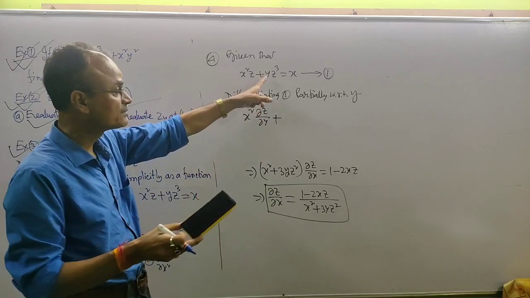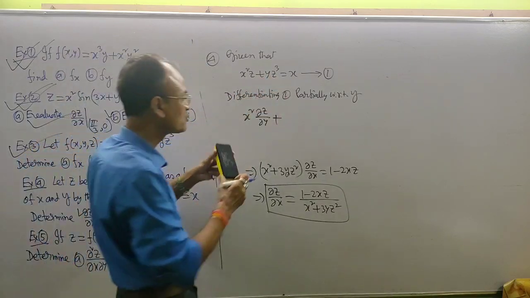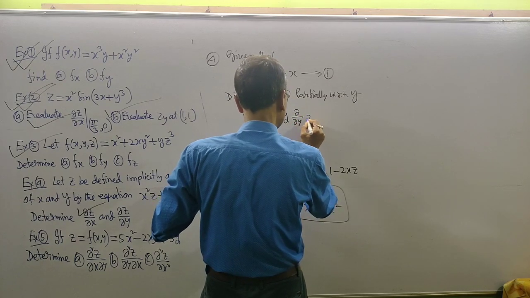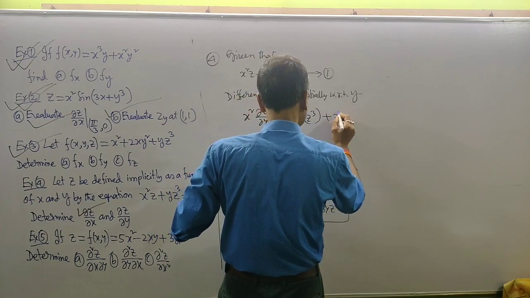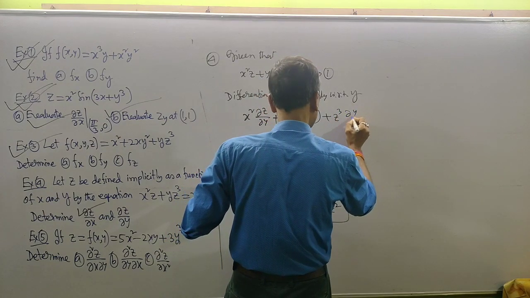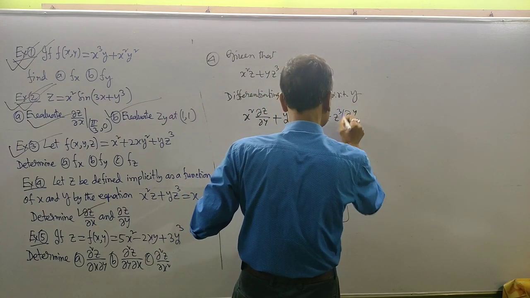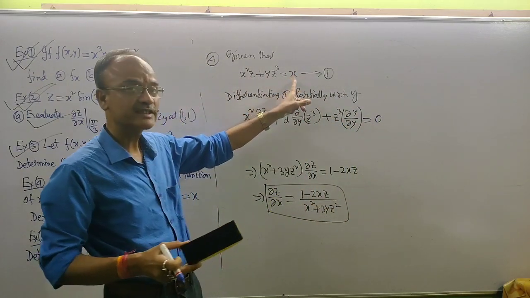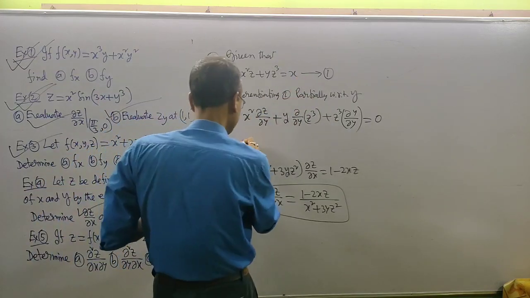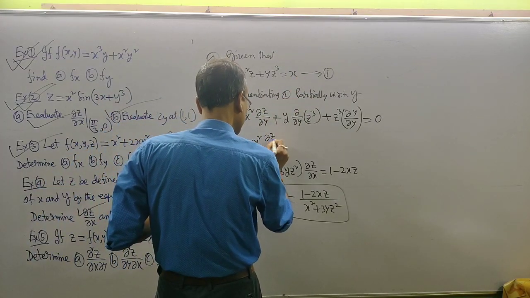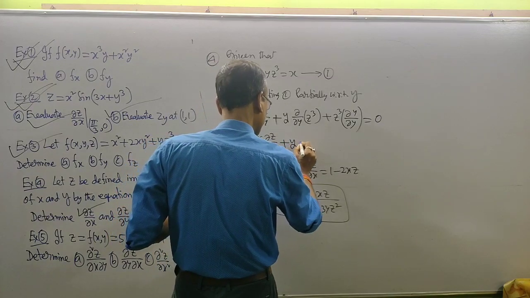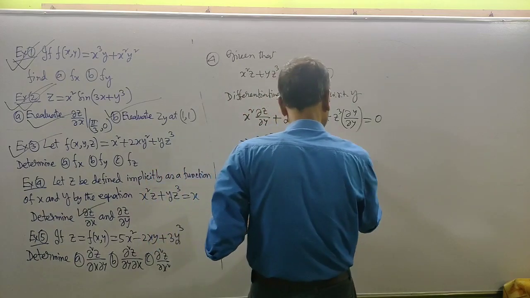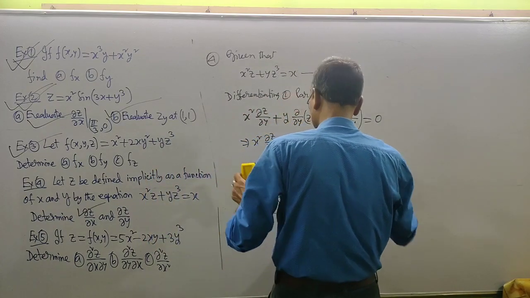It is a product function. Y into z cube: first function y into differentiation of z cube, plus z cube into differentiation of y, equal to del h by del y, which is equal to 0 because x is constant. This means x square del z by del y plus y thrice z square del z by del y plus z cube into 1 equal to 0.